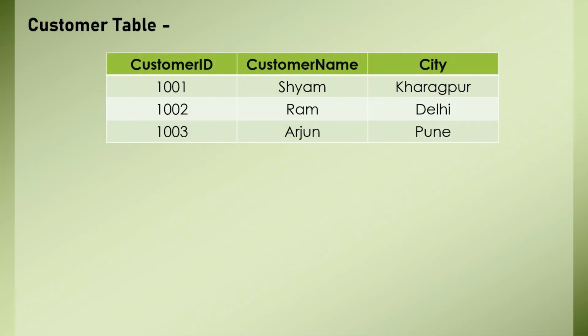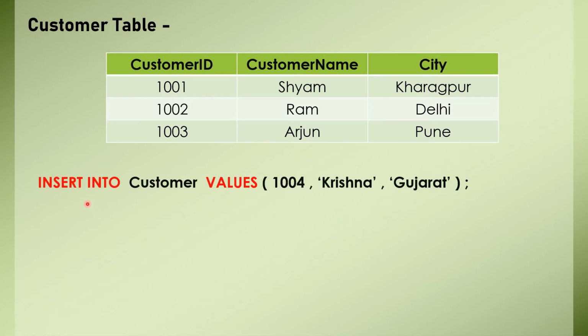So suppose I have a customer table like this and I need to insert one row of data. I just need to make sure that I am inserting in all the columns, so I can omit the column names from the SQL query. So I just wrote this: insert into customer table values 1004, comma, this is a string value so I need to enclose it within single quotes, but in some versions of SQL you can even give double quotes. Comma, Gujarat, again within single quotes.